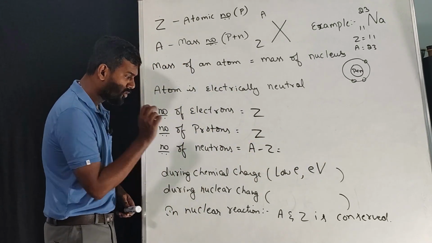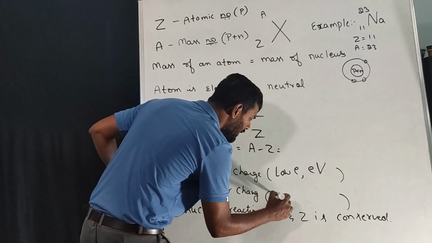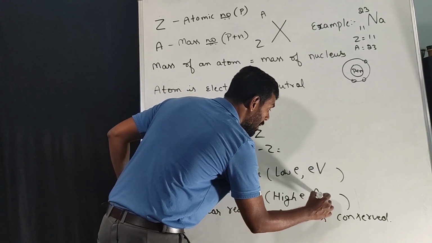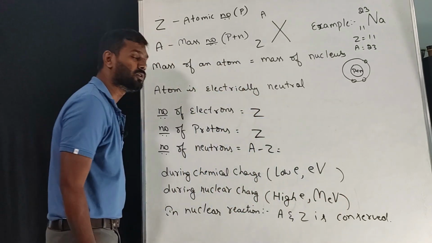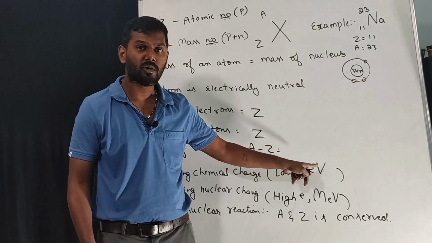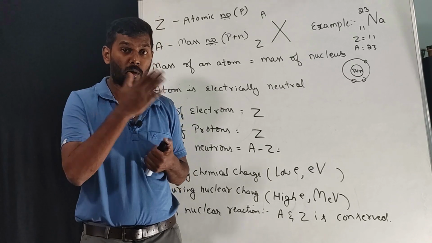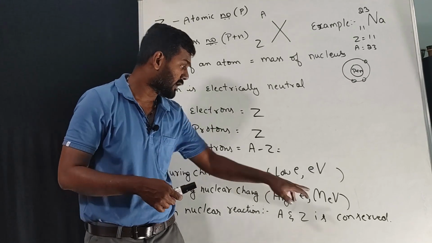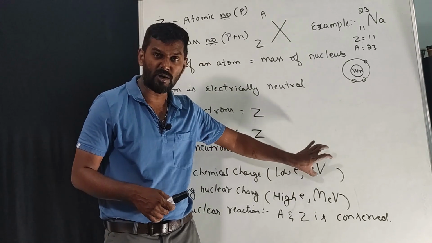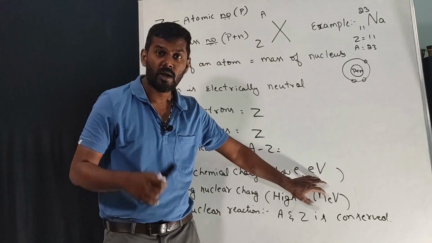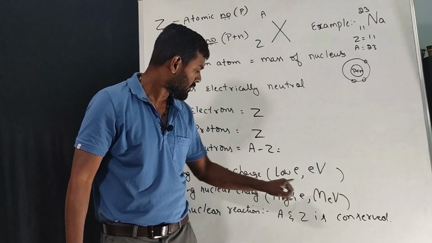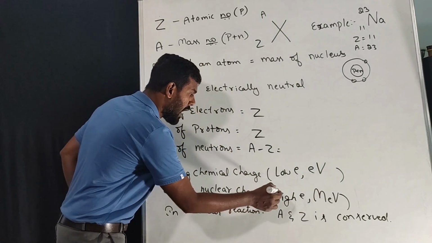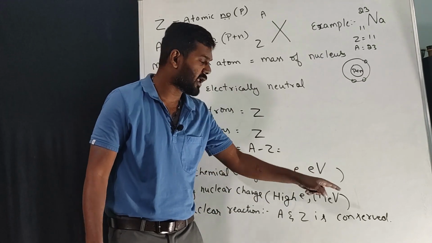But when it comes to nuclear change, it requires high energy, and it will be in terms of mega electron volt. How can you convert electron volt to mega electron volt? 1 mega electron volt is equal to 10 power 6 electron volt. That means here the value is in terms of 1, and here it is in terms of 10 power 6. So nuclear change requires high energy, that too in terms of mega electron volts.